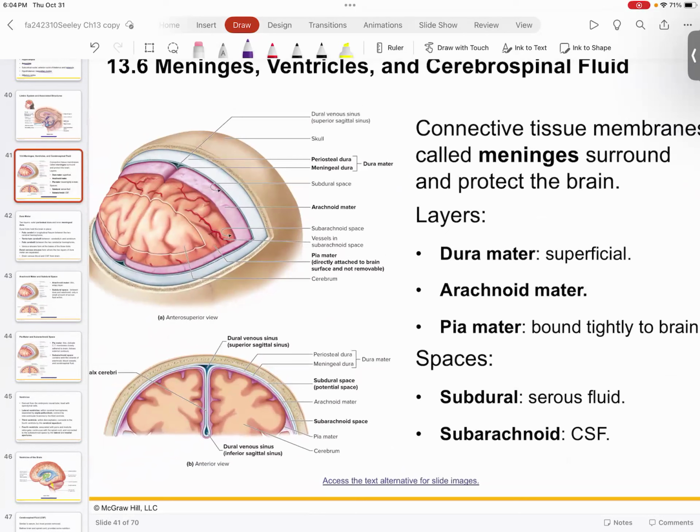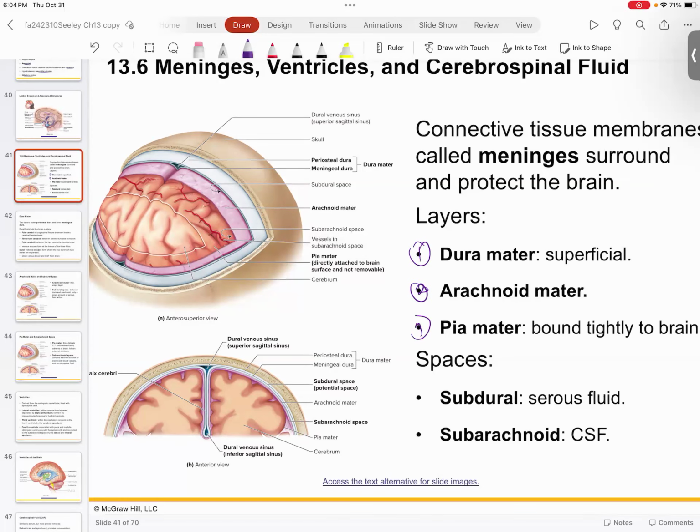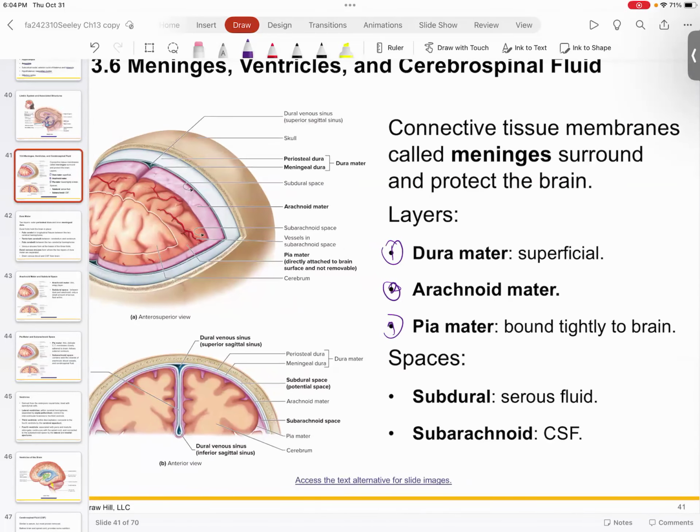The outermost layer is the dura mater, right? So that's the tough connective tissue husk. And some of you guys saw some of that in your sheep brains. Below that is going to be the arachnoid mater, which basically looks like spider webs. That's why they call it arachnoid mater. And then on top of the brain itself, bound tightly to the brain, it looks like cellophane, is going to be the pia mater.